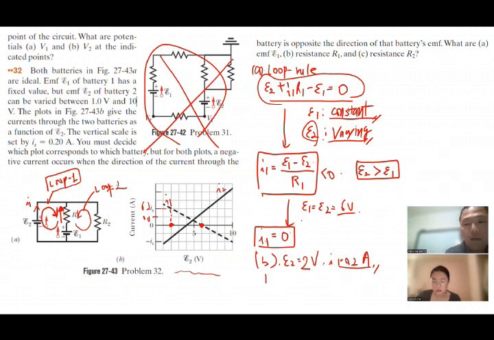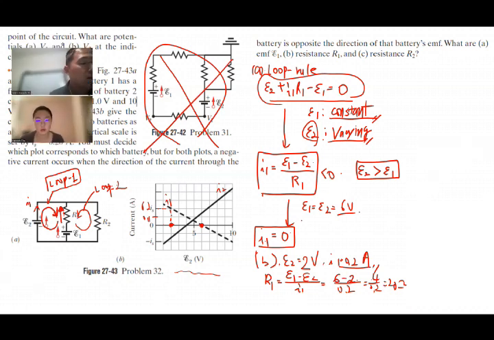So from that, R1 should be epsilon 1 minus epsilon 2 over I1, right? So that should be 6 volts minus 2 volts divided by 0.2. So R1 should be 4 over 0.2. That is 20 ohms. Okay. So the graph is a reference to find out the values for varying the battery with the potential variation.